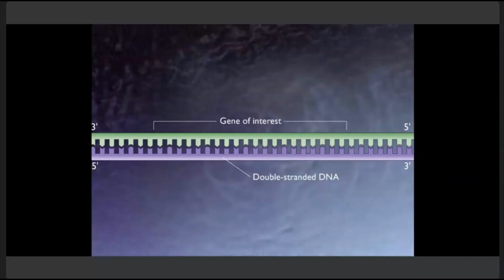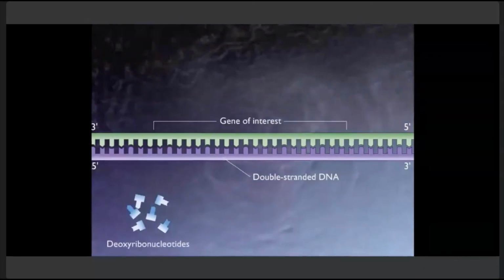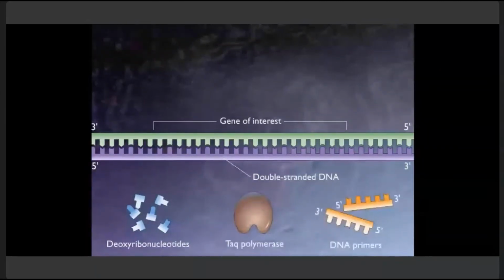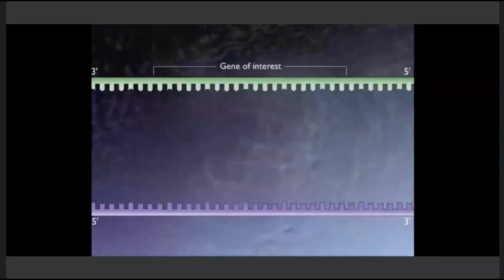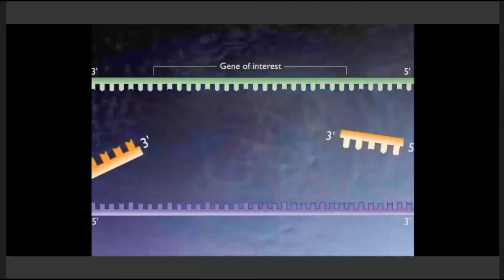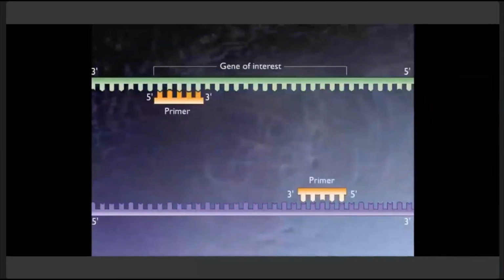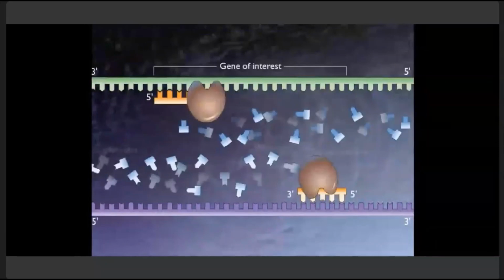The DNA to be amplified is mixed with deoxyribonucleotides, a thermal stable DNA polymerase called Taq polymerase, and DNA primers. The DNA primers hybridize to the ends of the gene to be amplified and provide a starting point for the Taq polymerase. The mixture is heated to break the hydrogen bonds in the DNA, forming single-stranded molecules. The mixture is then cooled sufficiently to allow the DNA primers to anneal to each end of the segment to be copied. Taq polymerase then synthesizes the complementary strand of DNA using the primer as the starting point.